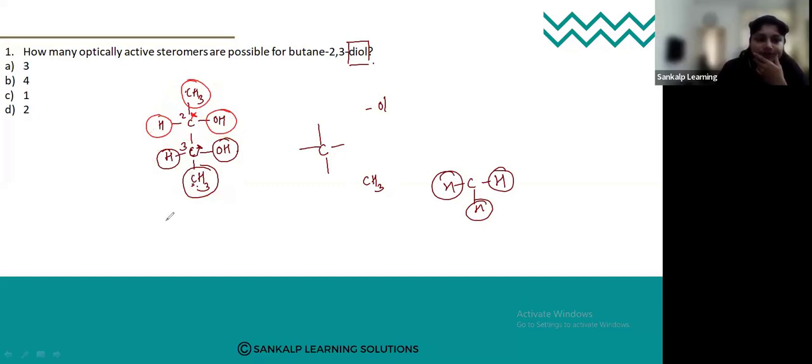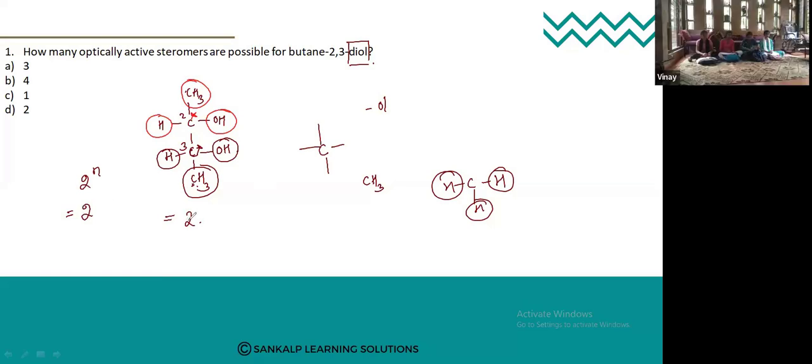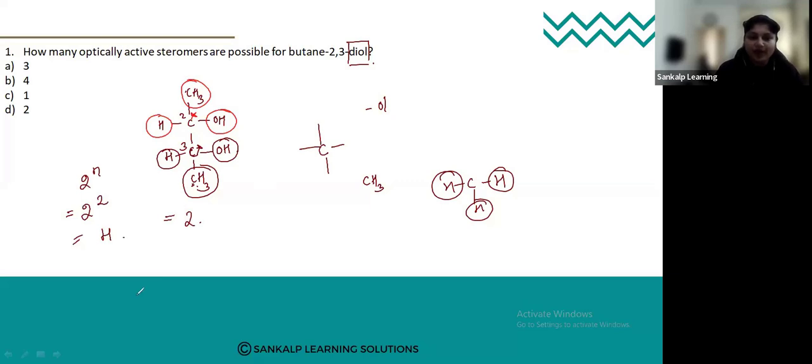When I want to calculate the number of optical isomers, the formula is 2 raised to n, where n is the number of chiral carbons. There are 2, so it will be 4. Now, for the number of optically active stereoisomers, you have to subtract 1, because you will have one meso compound.